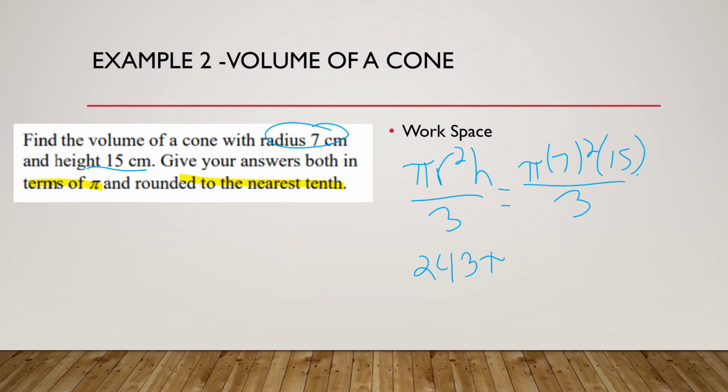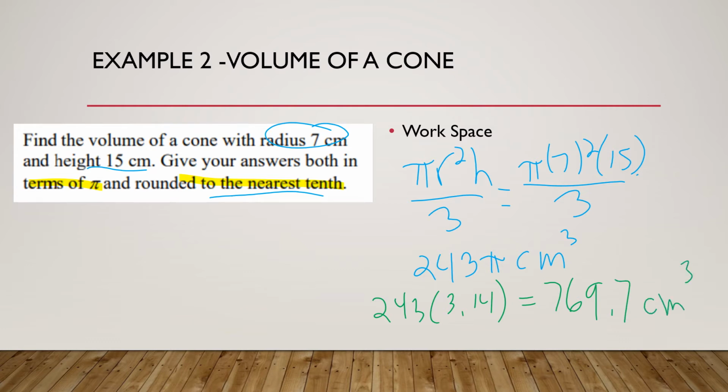243 pi centimeters cubed. If we round to the nearest tenth, we would use 3.14 for pi. We would substitute that in, so we would take 243 times 3.14 for pi, and that would give us 769.7 centimeters cubed.